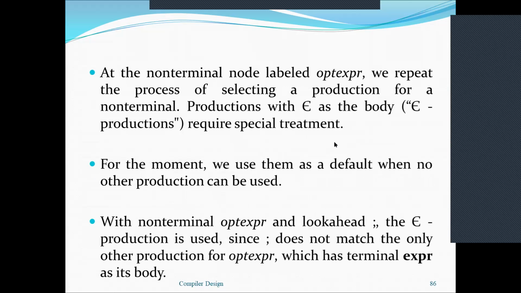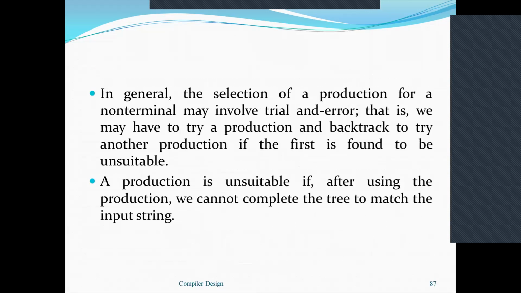For the moment, we use them as a default when no other production can be used. So with non-terminal opt expression and look ahead, the null production is used, since semicolon does not match the only other production for opt expression, which has terminal expression as its body. So this is how your code of C or Java is transformed to a parse tree.